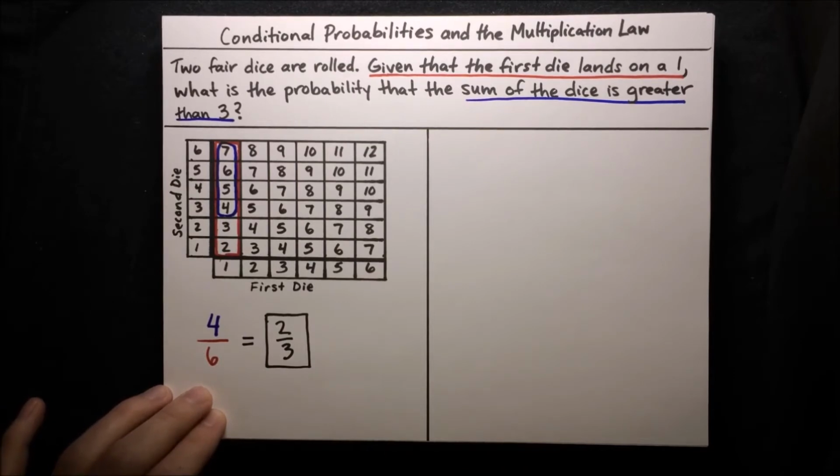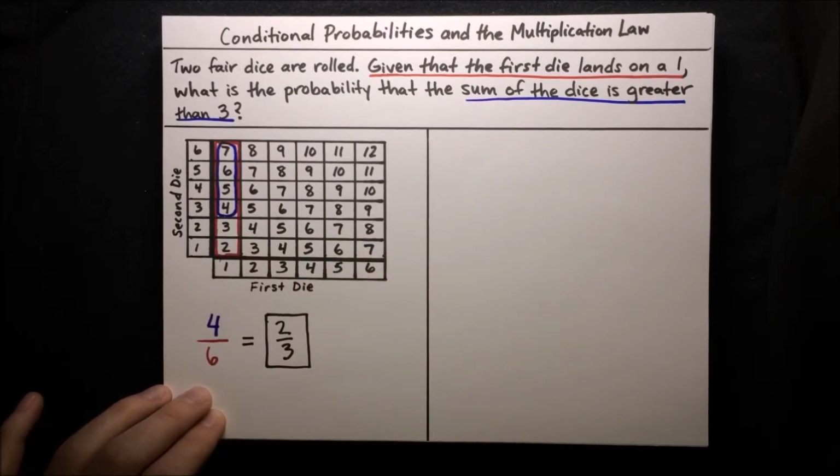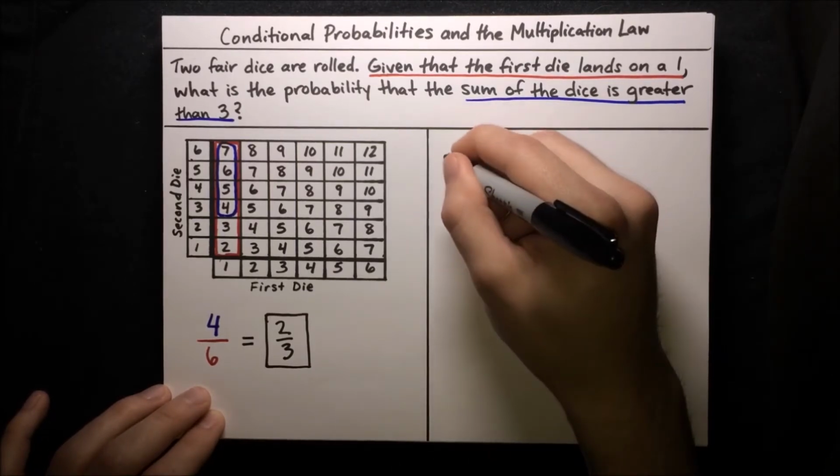This problem was relatively straightforward because we were able to count up all the possibilities here. But we can't always do that. Sometimes we're just given probabilities in a situation. So let's learn another method to frame the problem that will work when all we have is probabilities. So here's the way we can compute conditional probabilities using just probability.